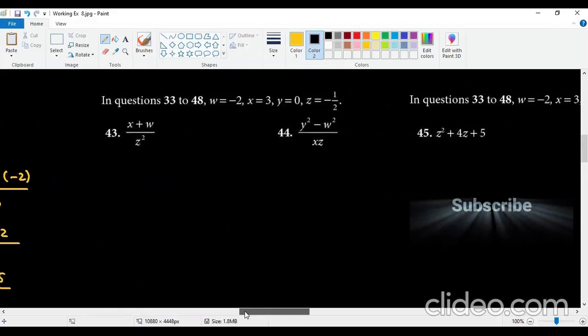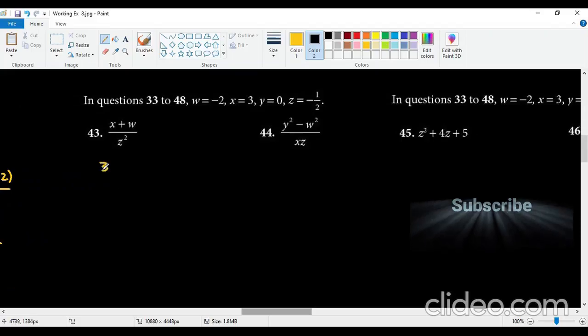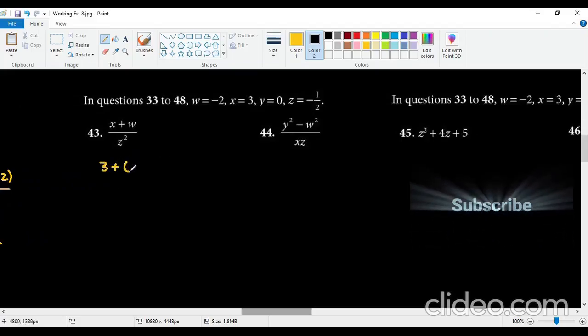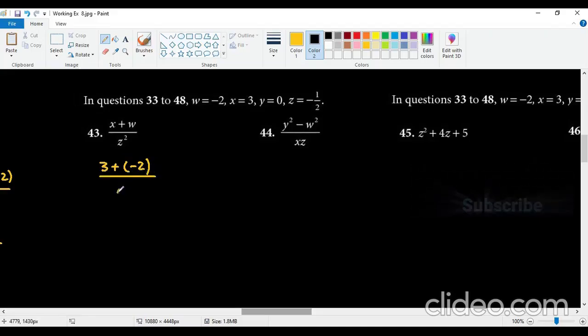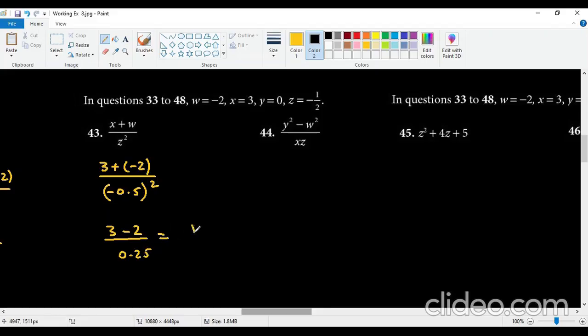In question number 43, the x value is 3 plus the w value, which is negative 2, divided by the z value, negative 0.5, and this has to be squared. So this is going to give you 3 minus 2, divided by 0.25 positive. So 1 divided by 0.25 is going to give you a 4. For question number 43, your answer is 4.